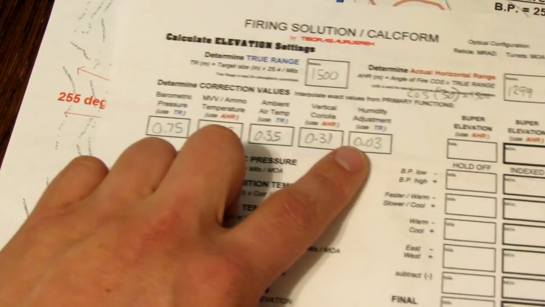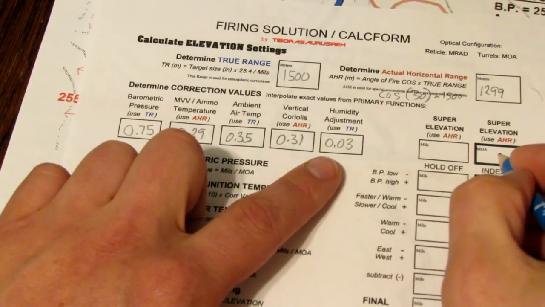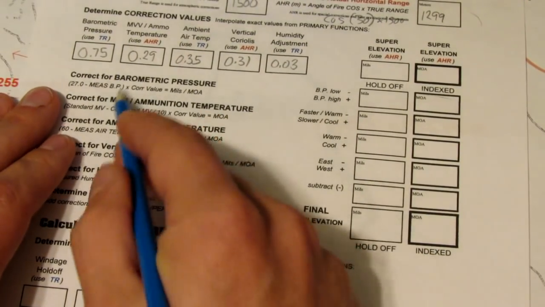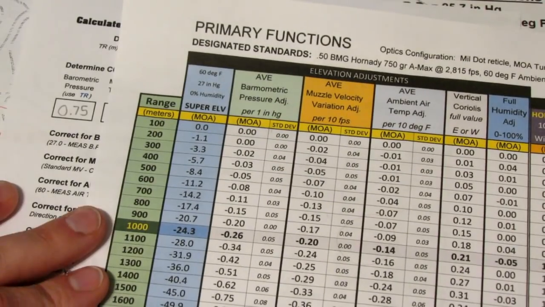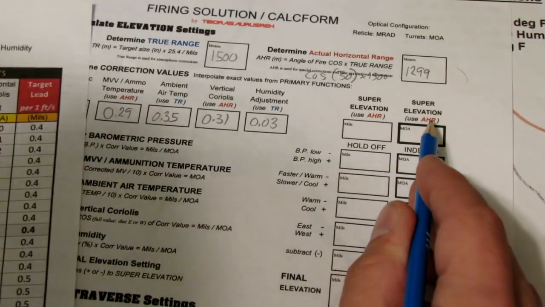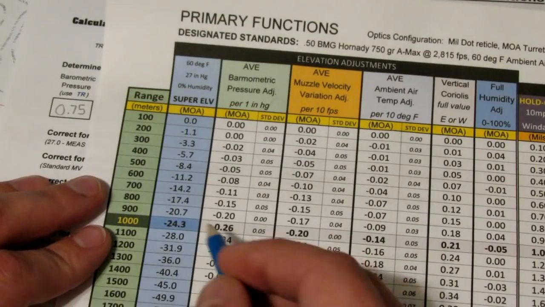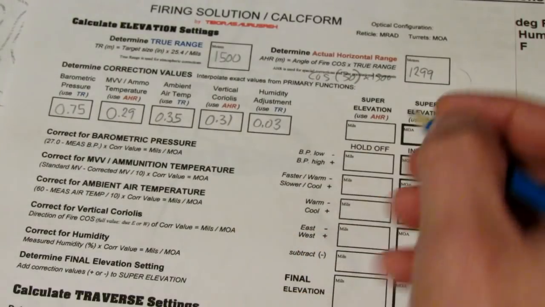Okay, now that you have those determined, we're going to want to figure out our super elevation value so that we know how much we're going to have to tweak that value and get our final elevation setting after we adjust for the varying conditions. So we need to look on our primary functions table here, and our super elevation is based on actual horizontal range because it's gravitationally derived, based on the actual horizontal range distance, like we discussed in an early video on angle of fire. So at 1,300 meters, which is our actual horizontal range to the target, our correction is going to be 36 minutes of angle elevation.